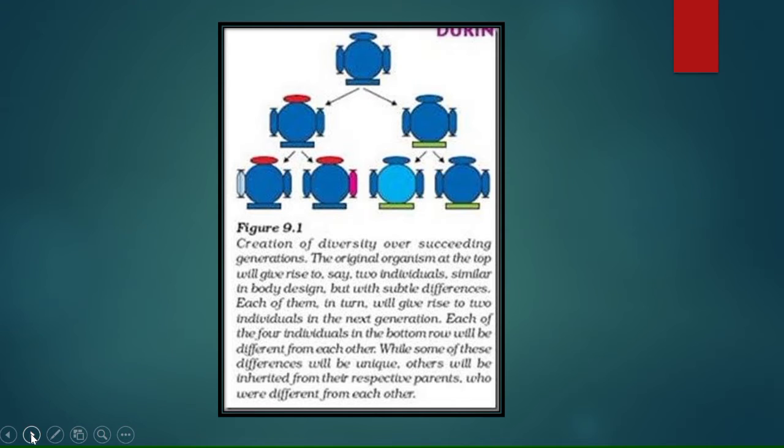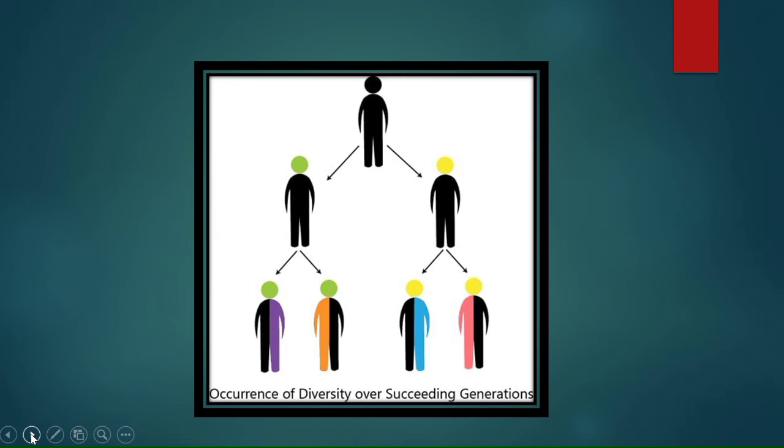This figure represents creation of diversity over succeeding generations. The original organism at the top will give rise to, say, two individuals similar in body design but with subtle differences. Each of them, in turn, will give rise to two individuals in the next generation. Each of the four individuals in the bottom row will be different from each other. While some of these differences will be unique, others will be inherited from their respective parents who were different from each other. This is another figure depicting the same idea.